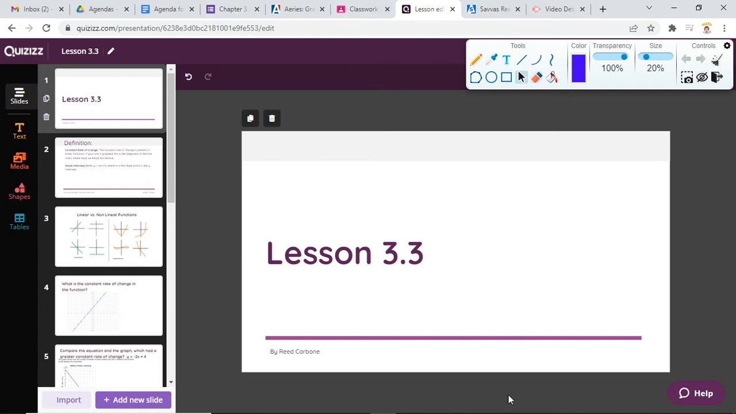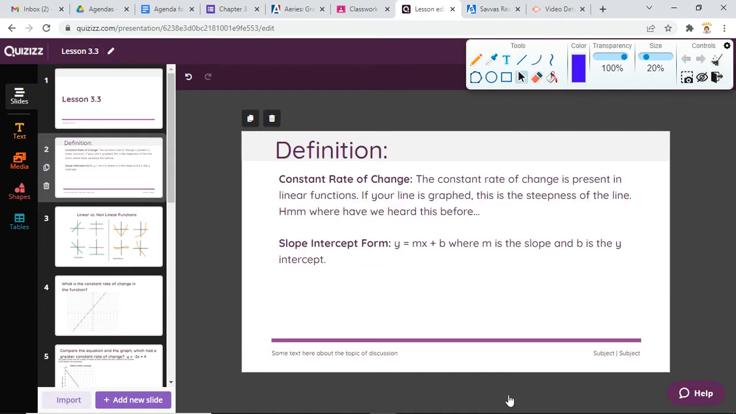Hello class, today we're going to be going over lesson 3.3, and lesson 3.3 really has to do with constant rates of change. Okay, so what is the constant rate of change? The constant rate of change is present only in linear functions. If your function is not linear, you will not be able to find a constant rate of change.